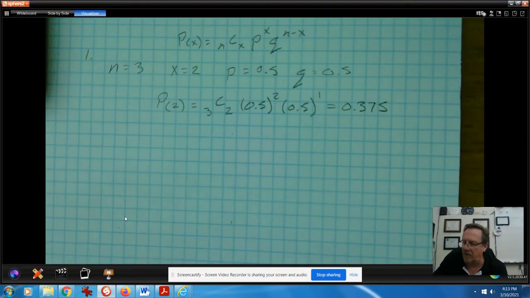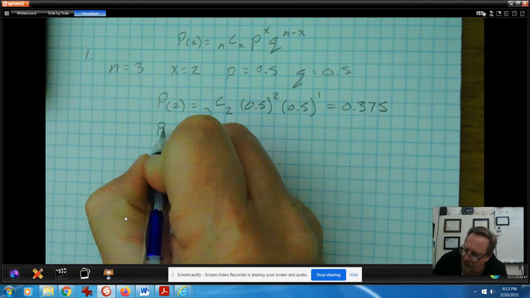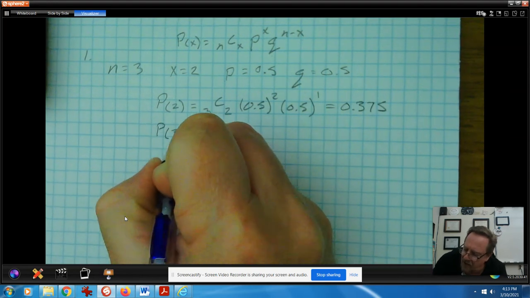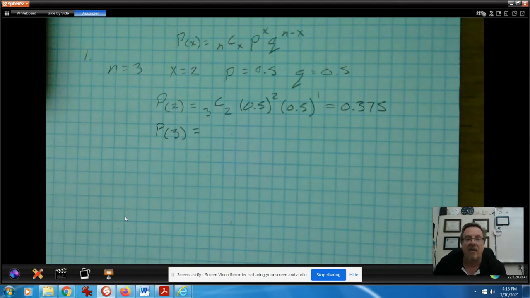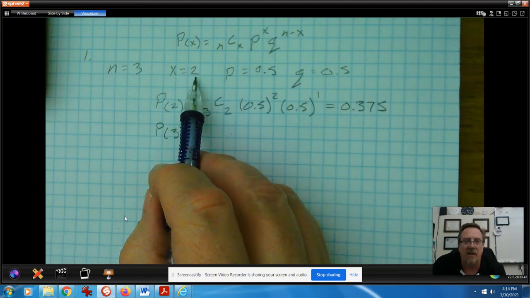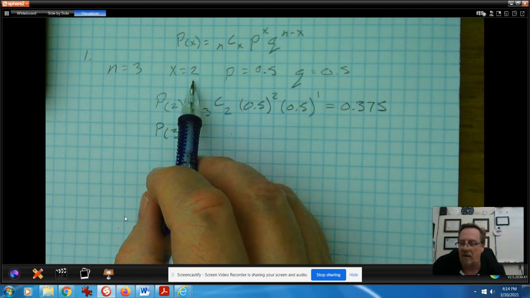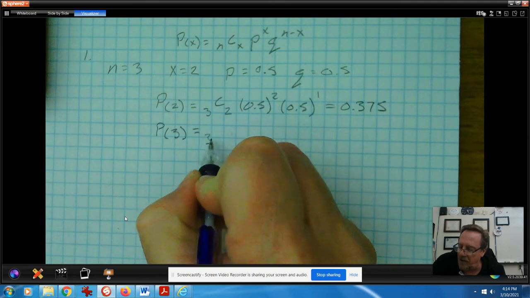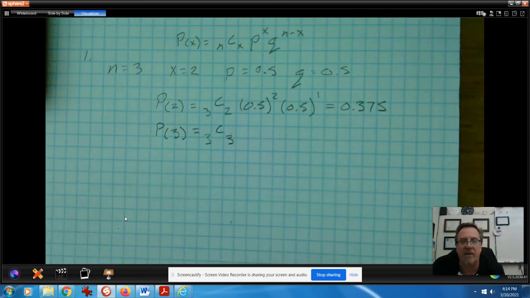So there's another possibility, isn't there? That's the possibility that there's 3. So what's the probability that all 3 are girls? Because if it's at least 2 girls, then we could have had 2 girls, or we could have had 3 girls. So let's find out what the probability of having 3 girls is. Now, how does that change it? Well, our x is now going to be 3, isn't it? In other words, we're going to do 3 choose all 3 girls, right? Out of 3 possibilities, we choose all 3 girls.